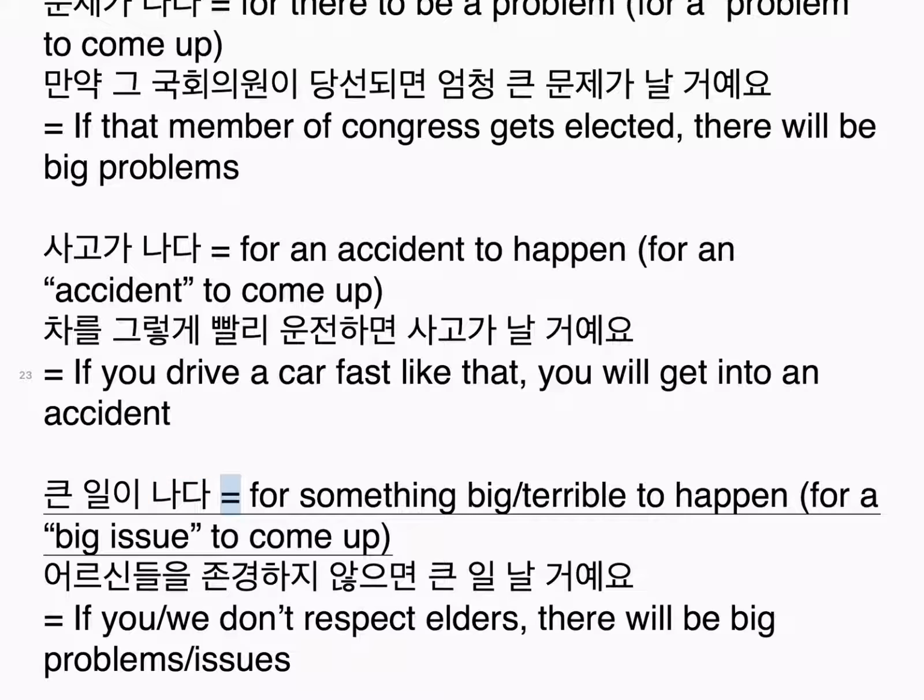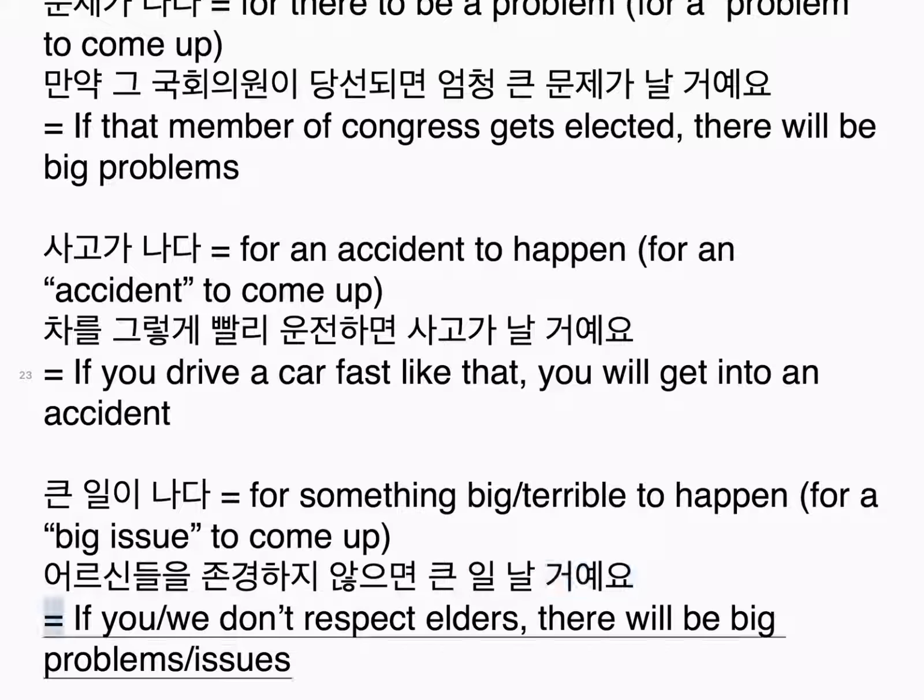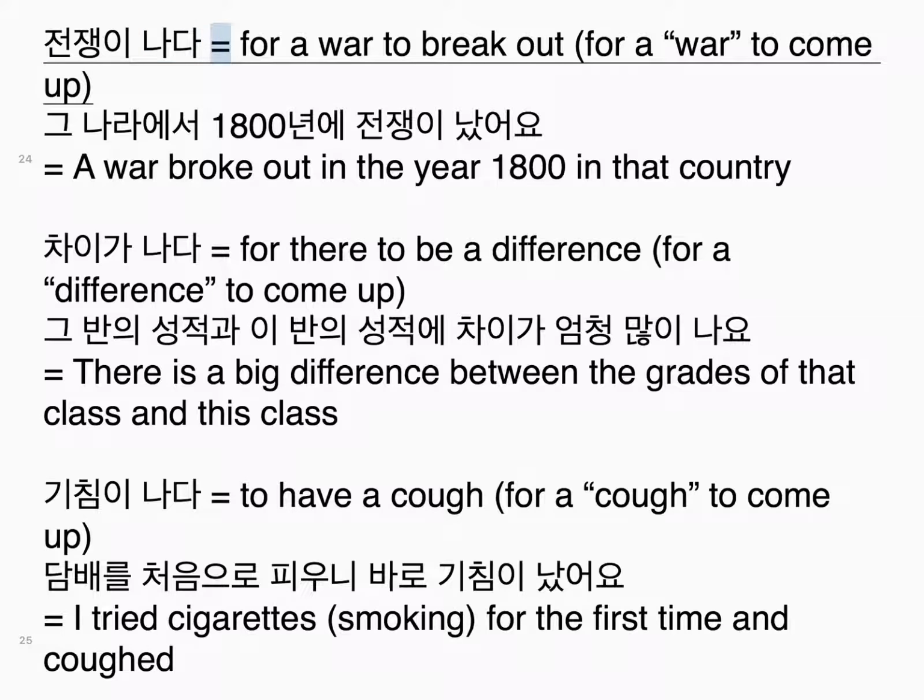큰 일이 나다. For something big terrible to happen. For a big issue to come up. 어르신들을 존경하지 않으면 큰 일 날 거예요. If we don't respect elders, there will be big problems. 전쟁이 나다. For a war to break out. For a war to come up. 그 나라에서 1800년에 전쟁이 났어요. A war broke out in the year 1800 in that country.